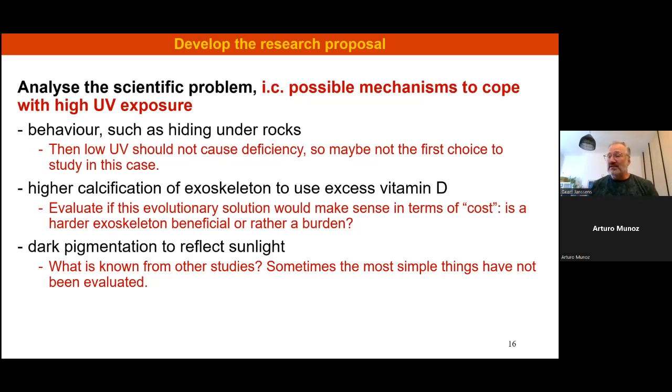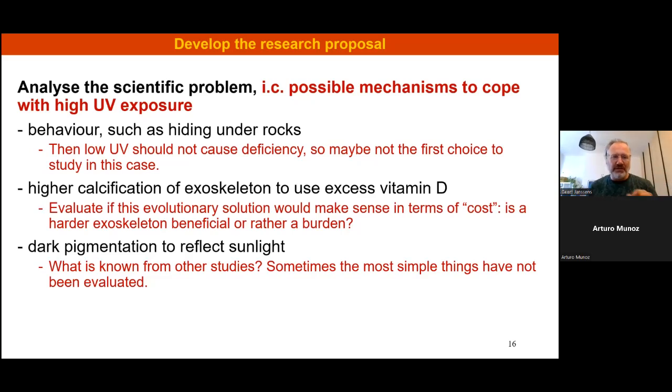You can study that and it can still be interesting, but when you think about, okay, how then does it come that they would develop vitamin D deficiency when they're devoid of UV, then maybe that's not a solution. Because if you think logically, if hiding would be the only adaptation, then they should not develop vitamin D deficiency when they are not exposed to UV, because hiding means they are not exposed to UV.